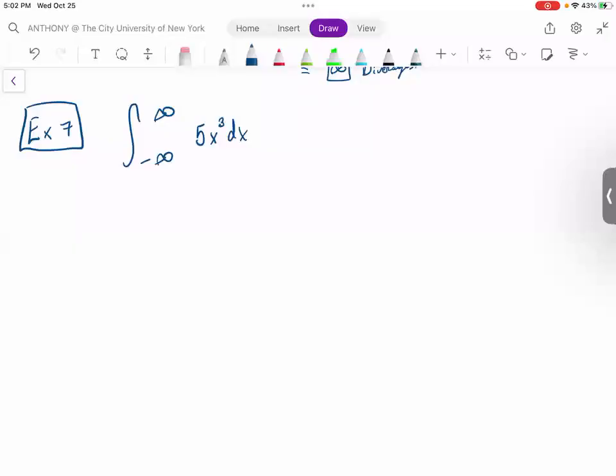All right, so in example 7, we have the integral from negative infinity to infinity of 5x cubed dx. And we want to know whether or not this improper integral is going to converge or diverge, right? So first of all, 5x cubed is a continuous function. It's continuous everywhere on the real number line.